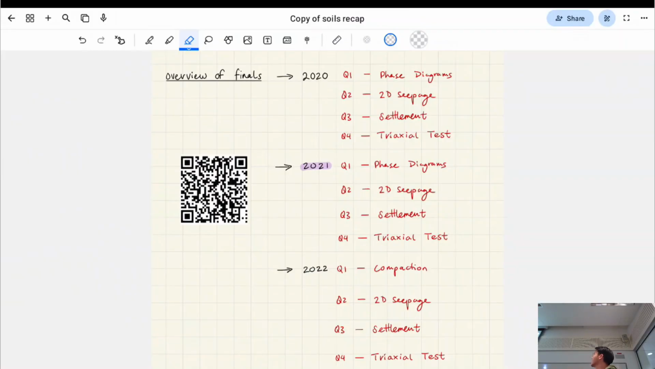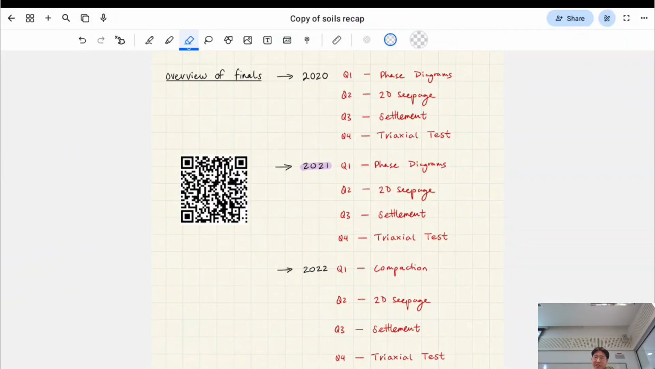I probably won't have as much time to focus on phase diagrams today, because phase diagrams require a lot of practice, but not very much theory. It's actually more like a 2101 kind of question. You just need to know general soil properties, but it's more like how much dirt do we need to move from here to here, and how much water do we need to add in. It's very much engineering construction kind of questions. So I'll be trying to cover everything from question 2 to 4, so seepage, settlement, triaxial tests, etc.